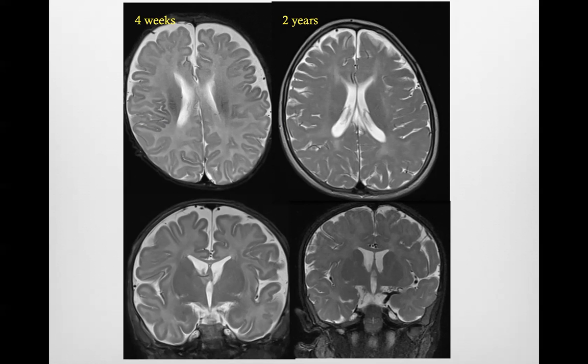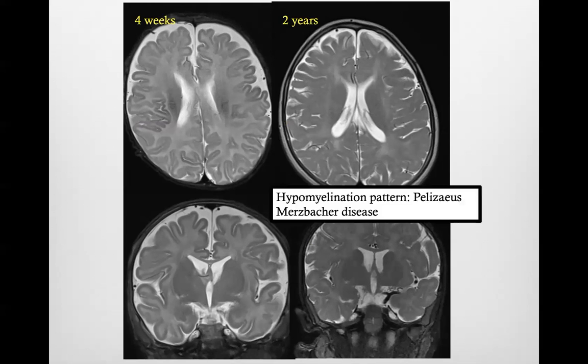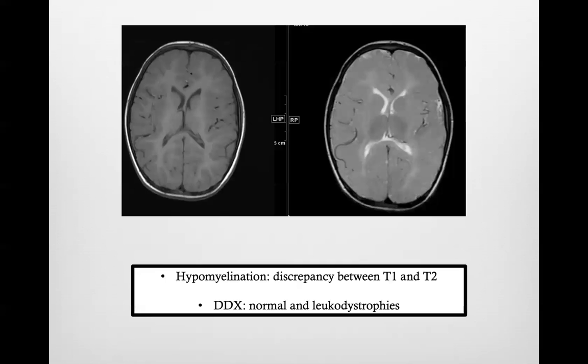So remember that the MRI is a very, very powerful tool, and this is a hypomyelination pattern, and the name of this disease is Pelizaeus-Merzbacher. So this is very important. Another important thing is that I told you before, different sequences visualize different phenomena. In this case, we have a T2 almost unmyelinated, but so bright signal of the white matter in T2.